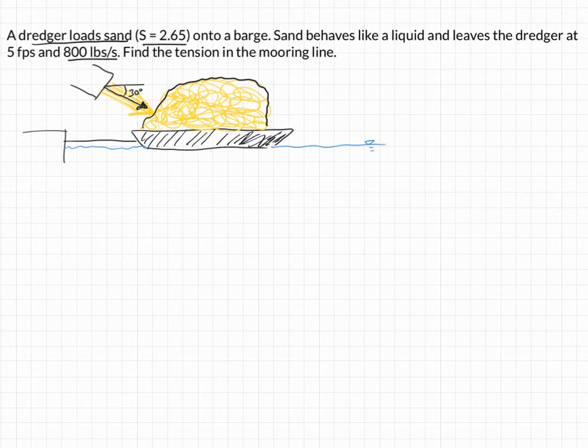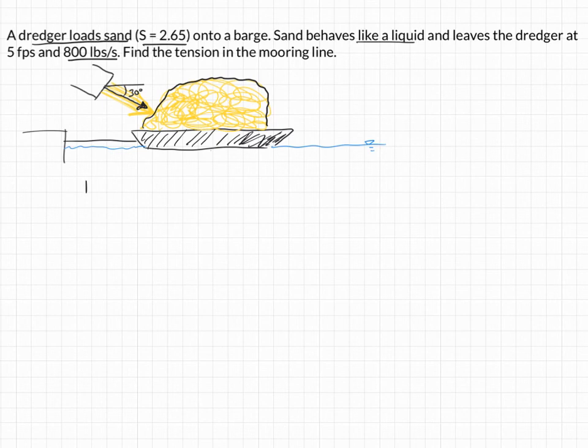Find the tension in the mooring line. So you can imagine in this case that if that mooring line were to cut, this barge would float off to the right. However, it is not floating off to the right, so that means that the mooring line is probably in tension and is probably pulling the barge to the left. Okay, so this is pretty challenging. So what I'm going to do, again, if this behaves like a liquid, then we've got a liquid and we're looking for a force.